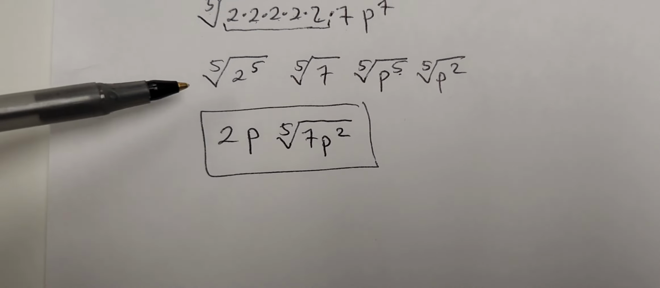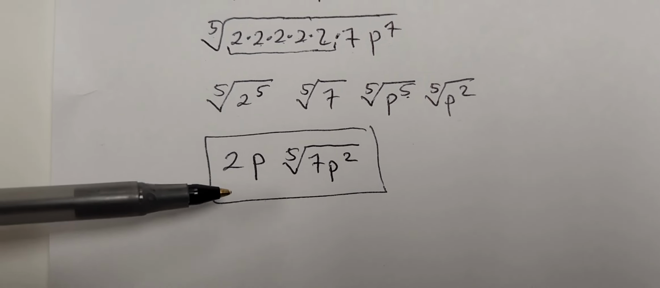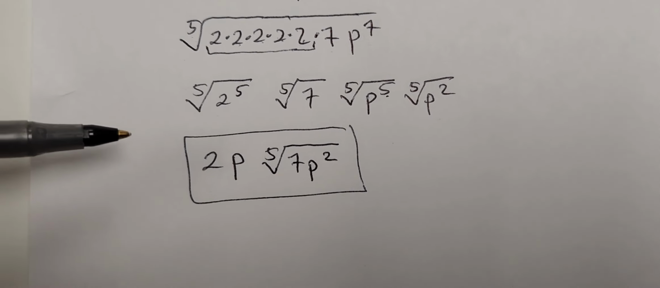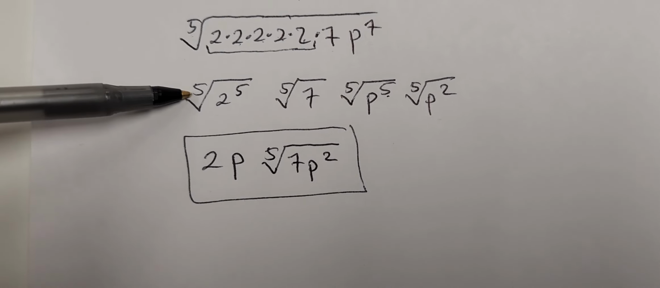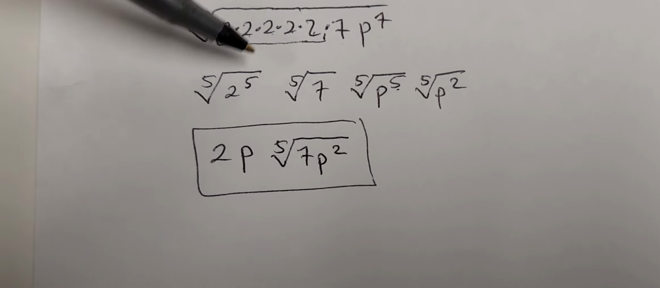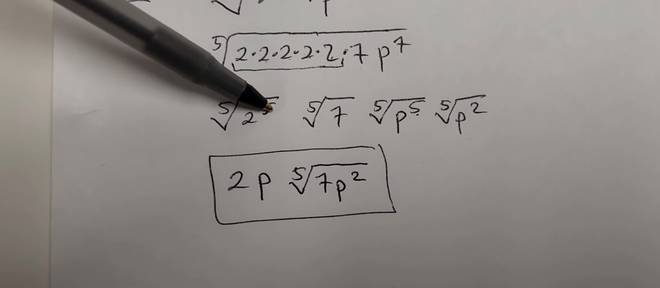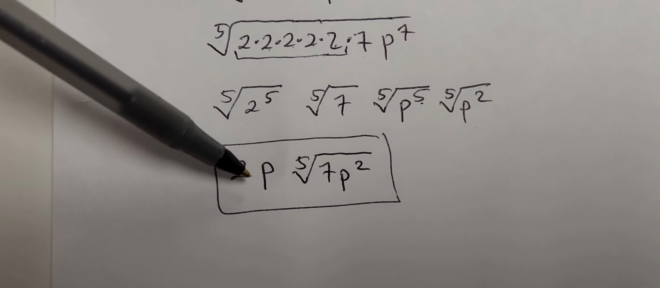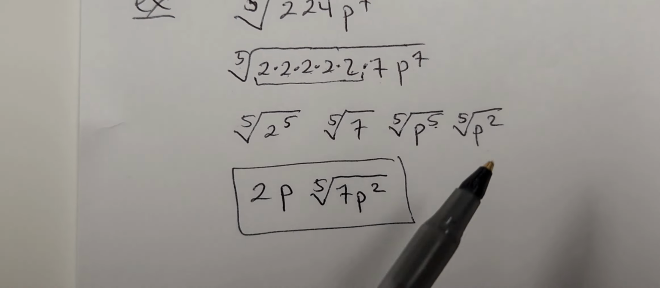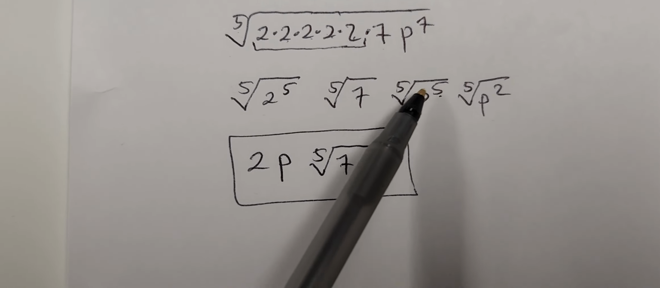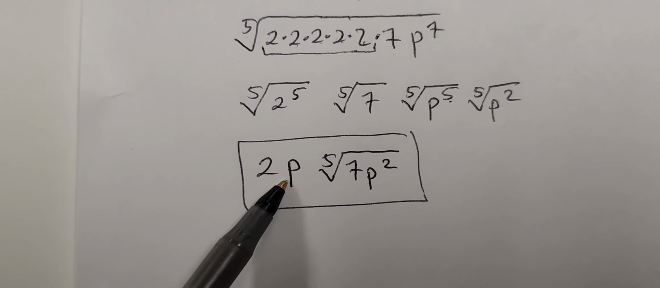Okay? So here, from here down to the final answer, this 5 and this 5 are the same. They cancel out. I just have the 2. Okay? This p right here, 5 and 5, they cancel out. So I just have this p.